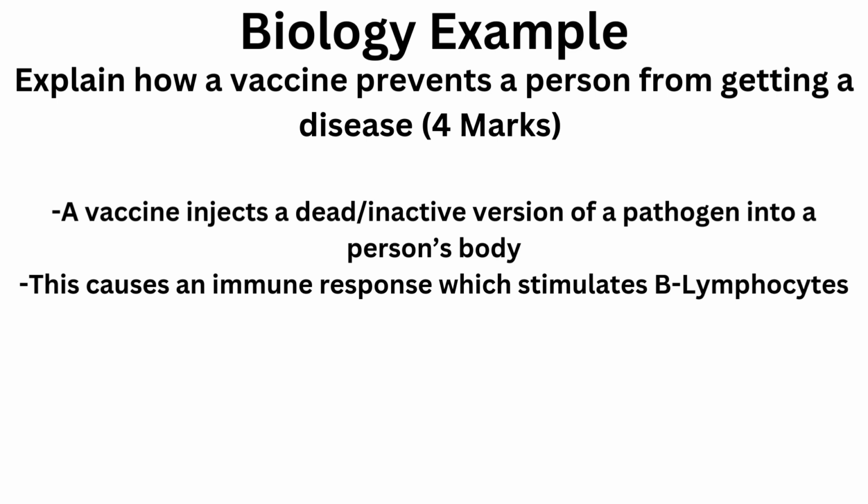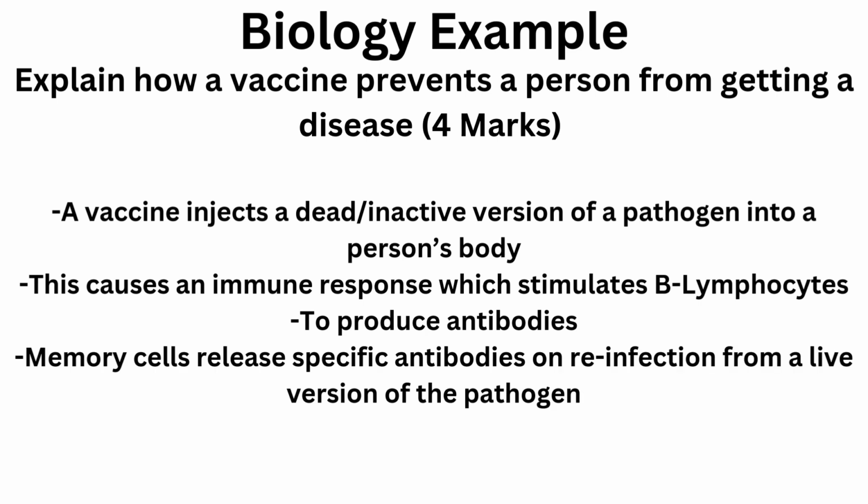So, the weakened pathogen would stimulate B lymphocyte cells, 1 mark, to produce specific antibodies to the pathogen, another mark. Finally, talk about what happens next to provide immunity. This would involve talking about memory cells that quickly release antibodies on infection of a live version of the pathogen.